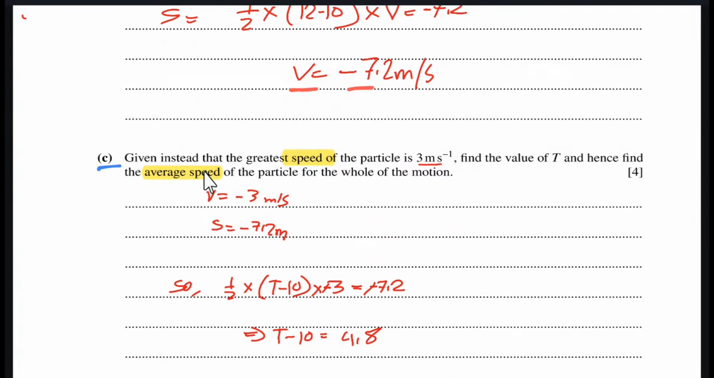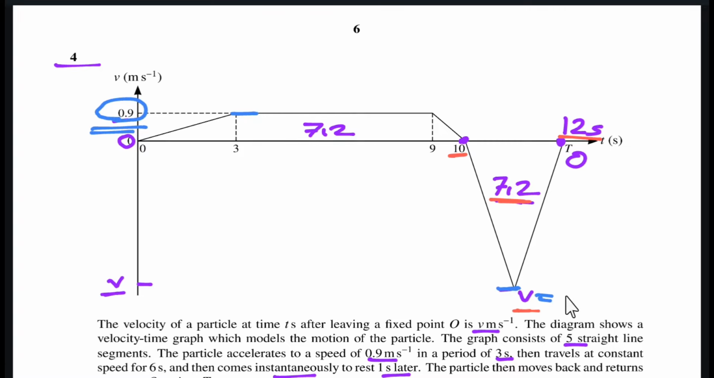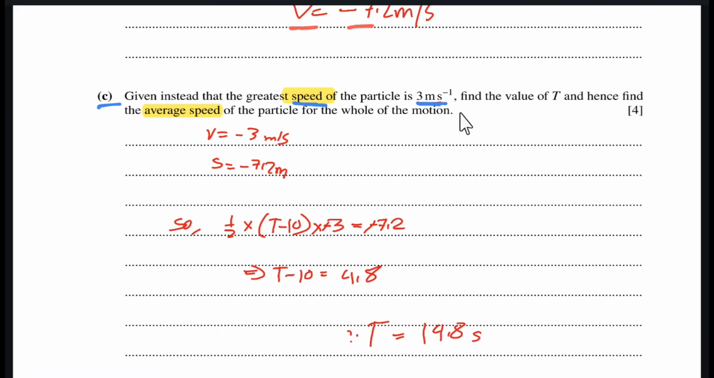Given that instead the greatest speed of the particle is 3 meters per second. So it mentions the greatest speed and not the velocity, and since it is a velocity-time graph, the velocity can be positive 3 or negative 3 meters per second. As we know the positive velocity is given earlier in the question, it must be negative velocity, that is negative 3 meters per second, the greatest velocity on the negative axis. So 3 meters per second. Find the value of t, hence find the average speed.